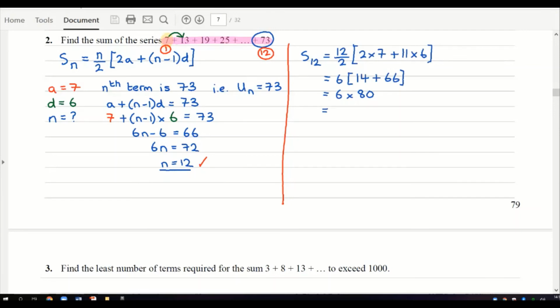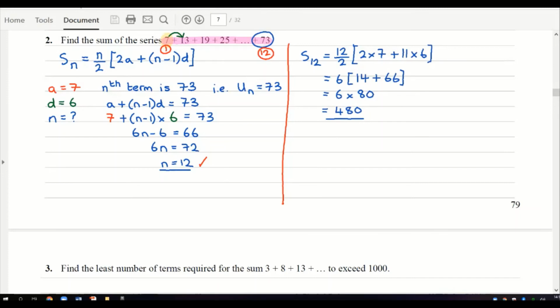Okay, and that's actually quite nice. So 6 8s are 48, so the answer is 480. Okay, now then, at this point, I just want to introduce a new piece of information into this lesson. We found the sum of the series using the formula. Now if you get a question where you're given the last term of the series, there's actually something else you can do.